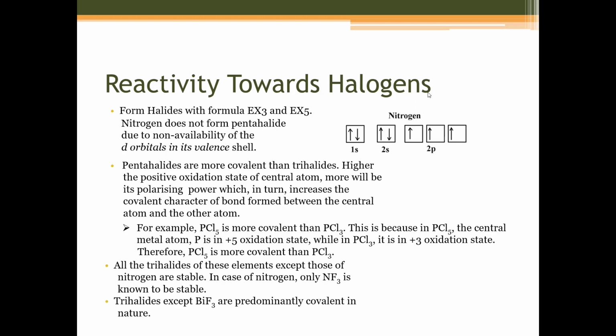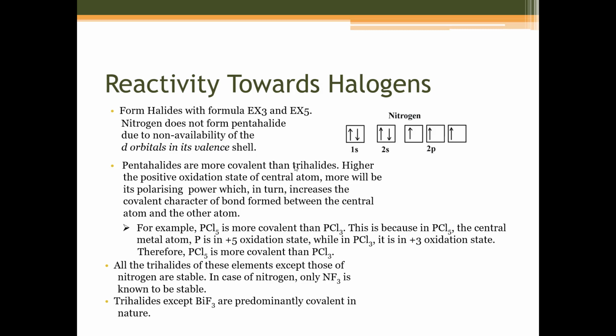Now we have reactivity towards halogens. So all elements of group 15 react with halogens to form halides with formula EX3 and EX5, where X is fluorine, chlorine, bromine, or iodine. However, nitrogen does not form pentahalides due to non-availability of d orbitals in its valence shell. This can be understood from the electronic configuration of nitrogen. Nitrogen has s and p orbitals only. It does not have d orbitals to expand its covalence beyond 4. That is why nitrogen does not form pentahalides.